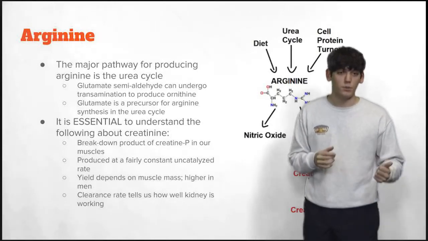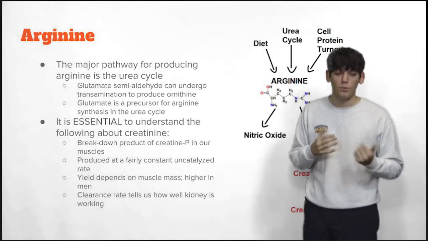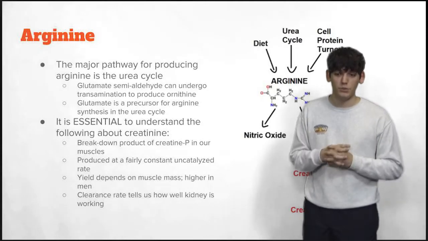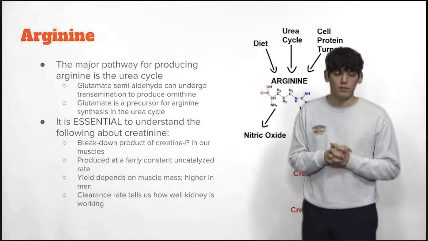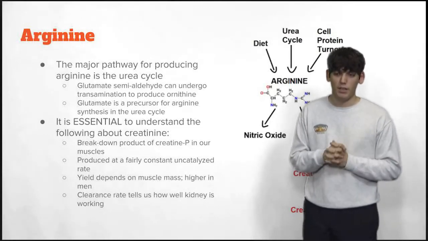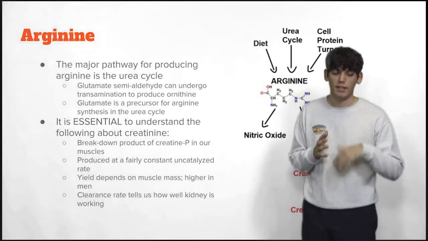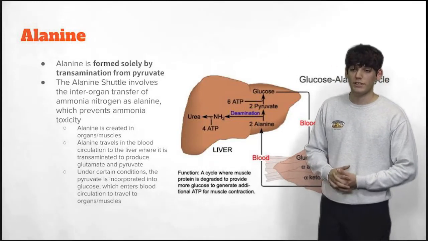Creatine can then get phosphorylated and serve as an ATP buffer within our muscle cells as creatine P. Once that creatine P is used up, it forms creatinine. Creatinine is the breakdown product of creatine P. It is produced at a fairly constant uncatalyzed rate, and its yield depends on muscle mass. It is typically higher in males than in females, and clearance rate tells us how well the kidney is working. So moving on to alanine.